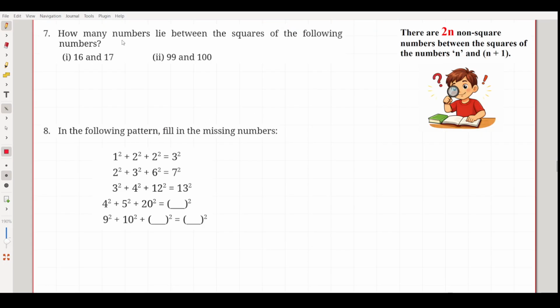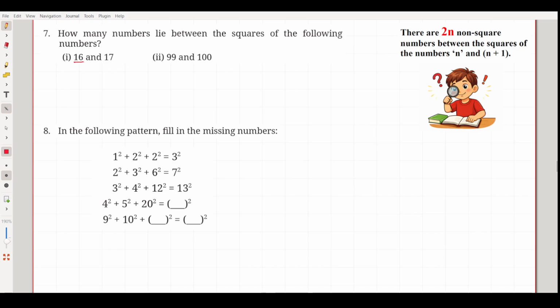Right, so now the next question. How many numbers lie between the squares of the following numbers? I already gave the notes, right? There are 2n non-square numbers between the square of n and the square of n plus 1. That means there are 2n non-square numbers in between the given two numbers. The formula is 2n.